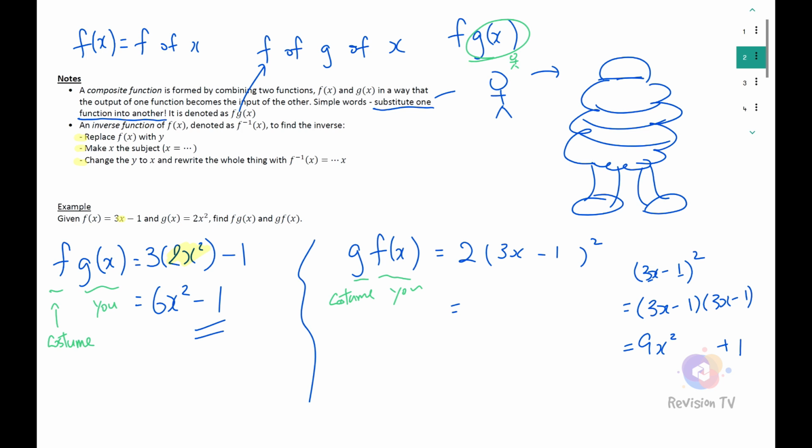To find the middle term, multiply the two terms together, 3x times 1, and then times 2. So 3x times 2 is 6x. Because it's a minus, there'll be a minus 6x. So therefore, 2 bracket 9x squared minus 6x plus 1. And then multiply the 2 into it. So 18x squared minus 12x plus 2. And that will be the answer.